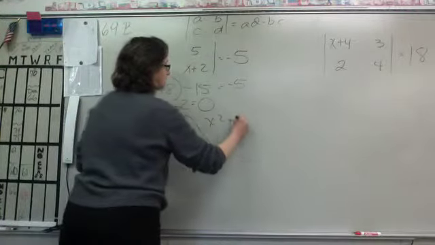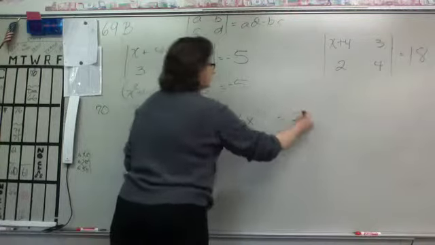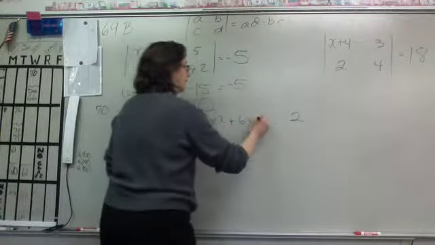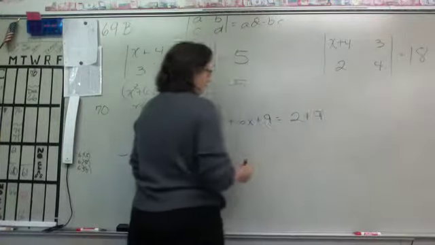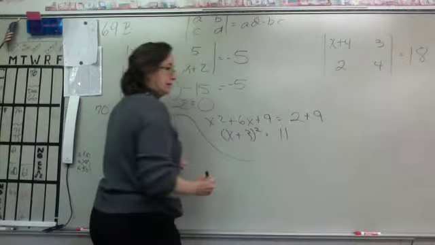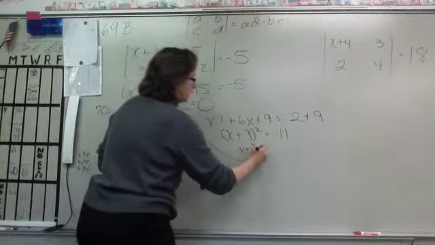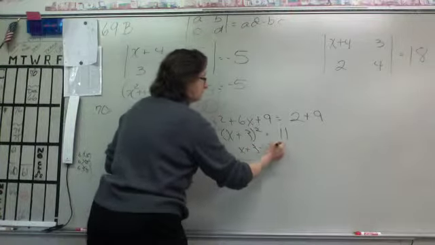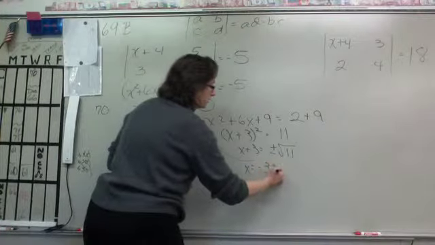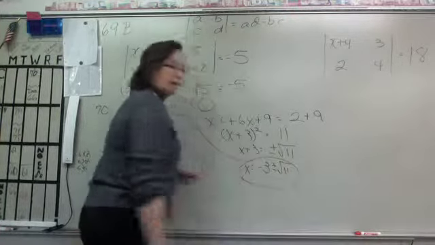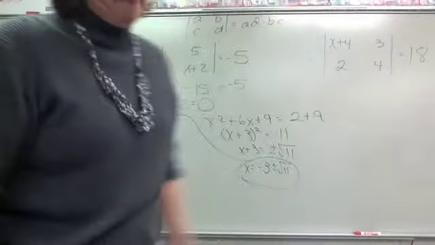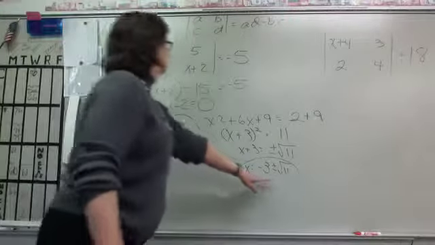X squared plus 6x, and that'll put my 2 on the other side. I'm going to cut my 6 in half, 3, square it, get 9. Add 9 over here, right? So I've got x plus 3 quantity squared is 11. And then x plus 3 is plus or minus the square root of 11. And then x is negative 3 plus or minus the square root of 11. Okay, and that one was the example, and that's what they got. So that is the answer for that one.